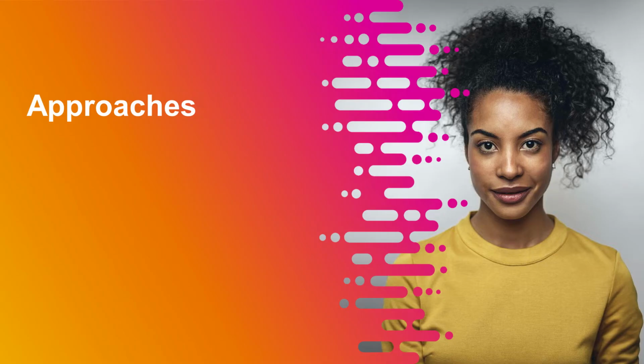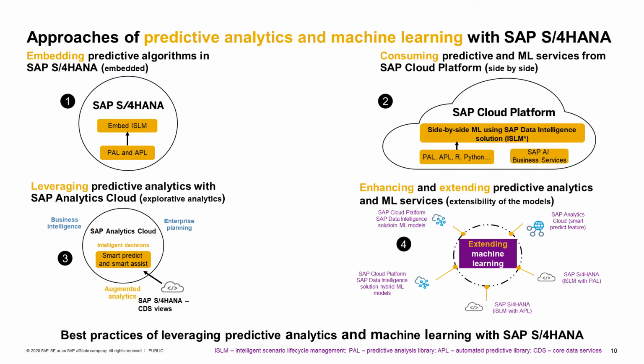All right, so let us now continue to the next section, where we will focus on understanding the different approaches of doing machine learning and predictive analytics with SAP S/4HANA. In this slide, let us first understand the different approaches. On the top left-hand side, we'll be discussing three different ways of doing it. One is embedding into SAP S/4HANA. The second approach is consuming the services that are built on SAP Cloud Platform or SAP Data Intelligence. And the third is how you can leverage or do additional approaches with SAP Analytics Cloud.